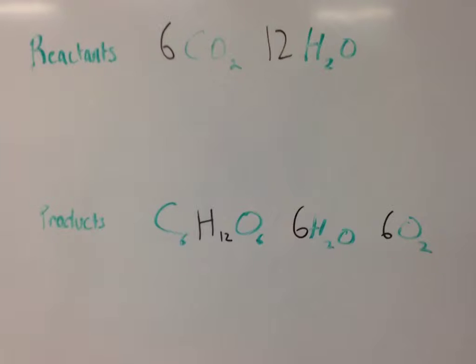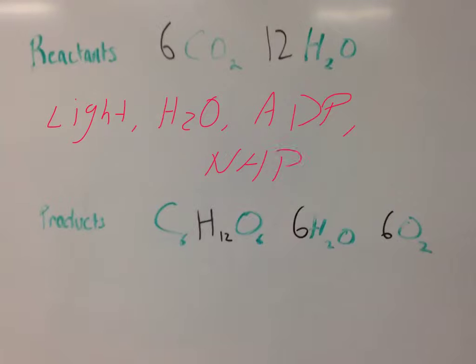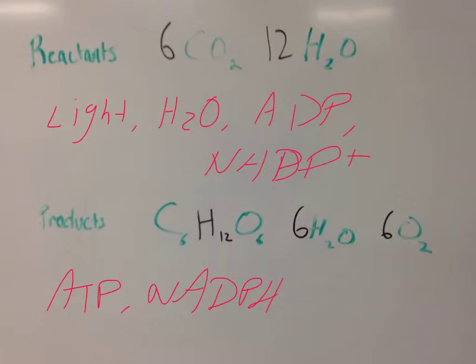The inputs of the light reaction are light, H2O or water, ADP, and NADP+. As for the outputs, they are ATP, NADPH, and O2 or oxygen.